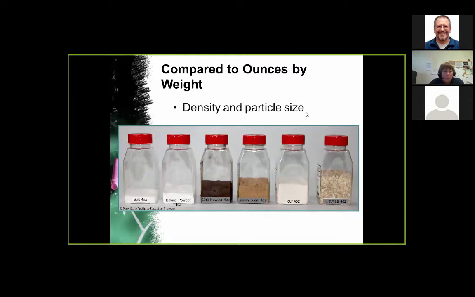Here we have 4 ounces by weight of salt. Here's 4 ounces of baking powder, 4 of chili powder, 4 of brown sugar, 4 of flour, and 4 of oatmeal. All of these materials have different density, different particle size, and you can see that they take up very different volumes, even though they're all 4 ounces by weight.